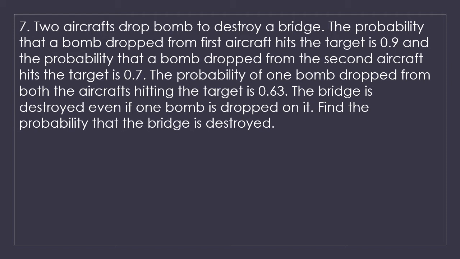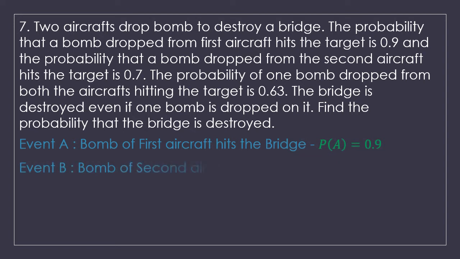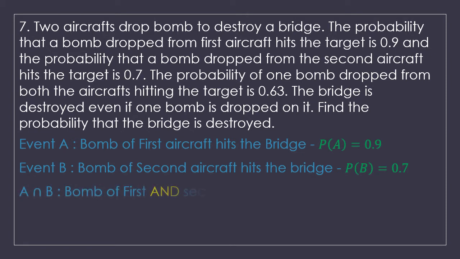Let us first depict the given data into events. Event A is the bomb of the first aircraft hitting the bridge. That is, probability of A is 0.9, already given. Event B is the bomb of the second aircraft hitting the bridge, probability of B is 0.7, already given. And both bombs hitting the bridge is naturally A intersection B, that is, both bombs of the first and the second aircraft hitting the bridge, A intersection B is 0.63.